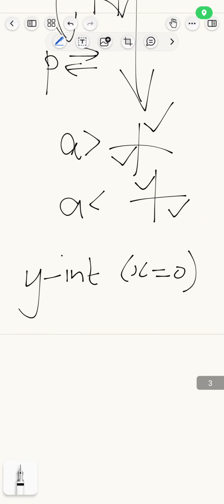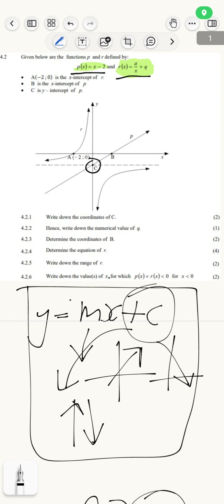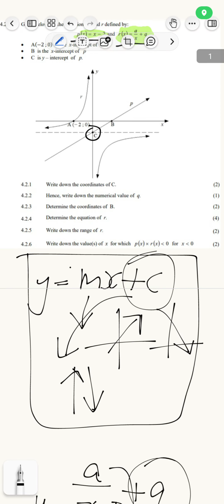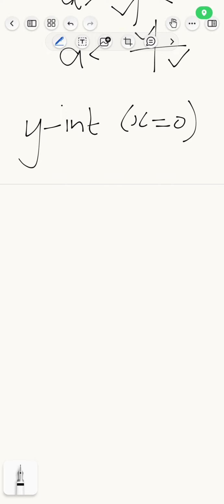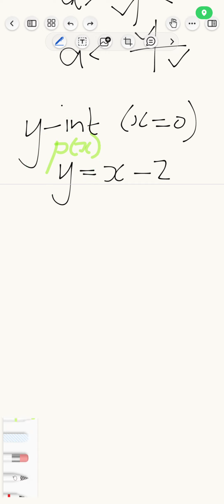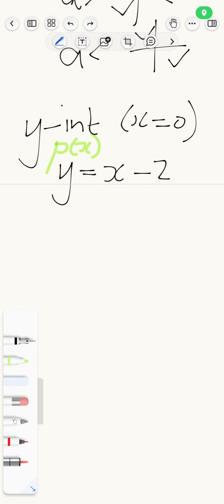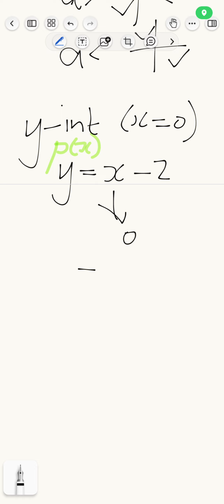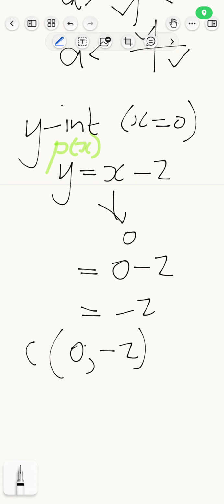So what is the equation of your straight line there? Quickly, let's double check. P of x equals x minus 2. So we can say y is equal to x minus 2. We could have also said p of x instead of y. Those are the same thing. Anyway, if you want to find your y-intercept, x is going to be 0. So this is going to be 0 minus 2, which is just minus 2. The coordinate for that C is going to be x was 0 and y was minus 2.